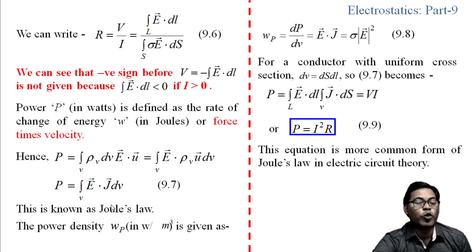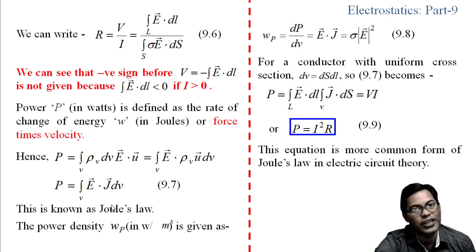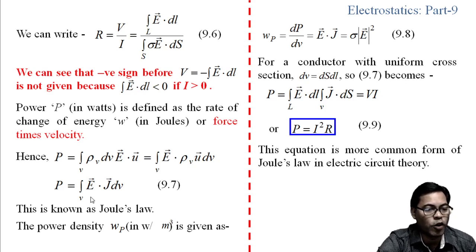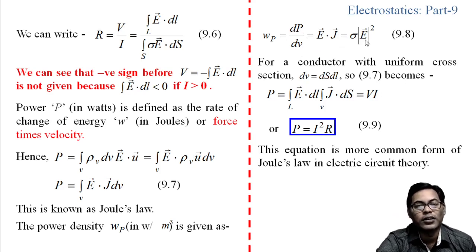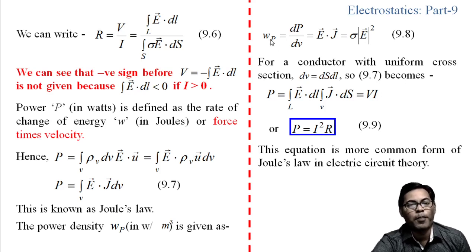Now this is known as Joule's law, and we have studied Joule's law, but this is one of the forms of Joule's law. Now we can find out the power density, that is w p, which is in watt per meter cube, and which is given by taking the derivative of this expression 9.7 with respect to the volume. So here w p equals dP by dv, and from that we can find E dot J, and J equals sigma E. So sigma times mod of vector E square. So that is the power density 9.8.